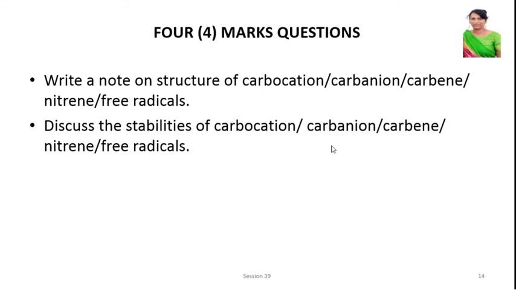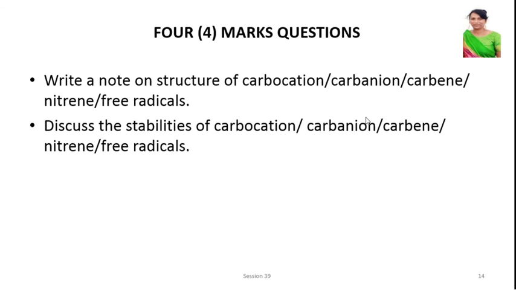Okay. Discuss the stabilities of carbocation. So which is more stable? A carbocation is a positively charged species, and hence the more the electron donors, the more will be that stability, and hence tertiary carbocations are more stable compared to secondary, and secondary more stable compared to primary. The same is the case with carbenes. So for carbocation and carbene, the same thing applies, that is tertiary is more stable compared to secondary, secondary more stable compared to primary. We are supposed to discuss that.